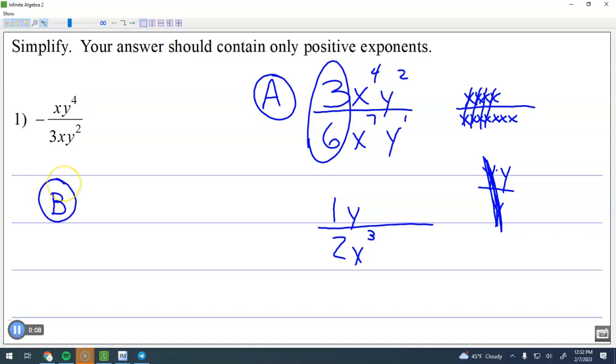Alright, you guys try this one. So simplify that.